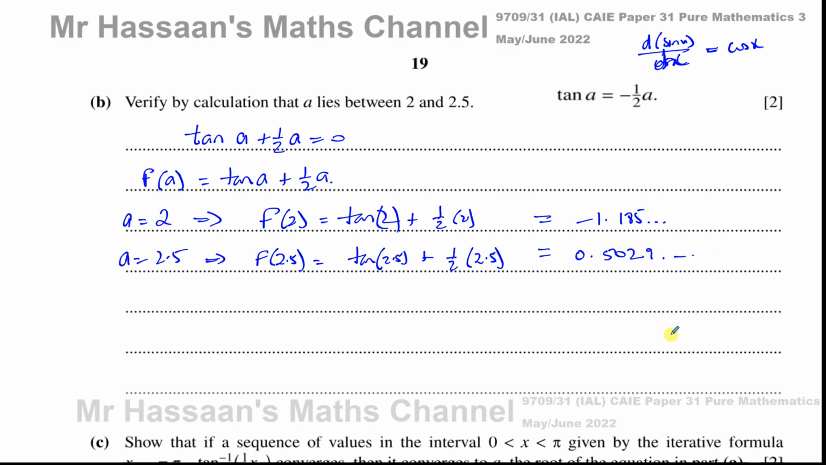So we can see here that we have these two values. What it shows us is that because there's a change in sign between these two values, between 2 and 2.5, the root must lie somewhere between them.